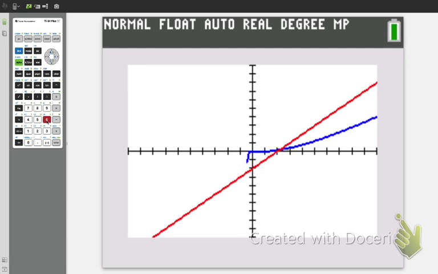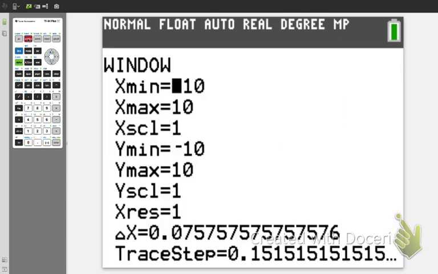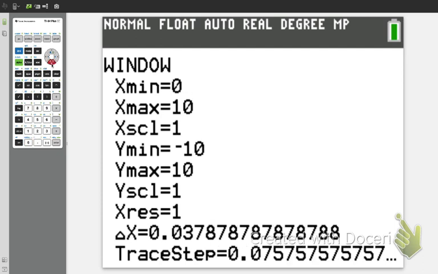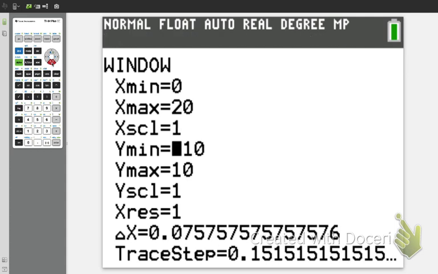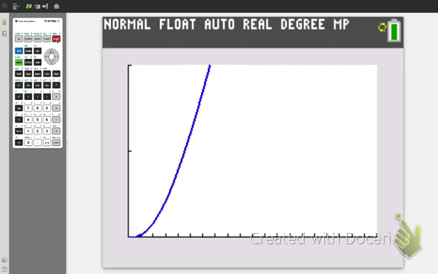So let's go to our window real quick. Move that to 0 and move this to 20. And then move your Y to 0 and 20. And then hit graph. You still do not see it all.